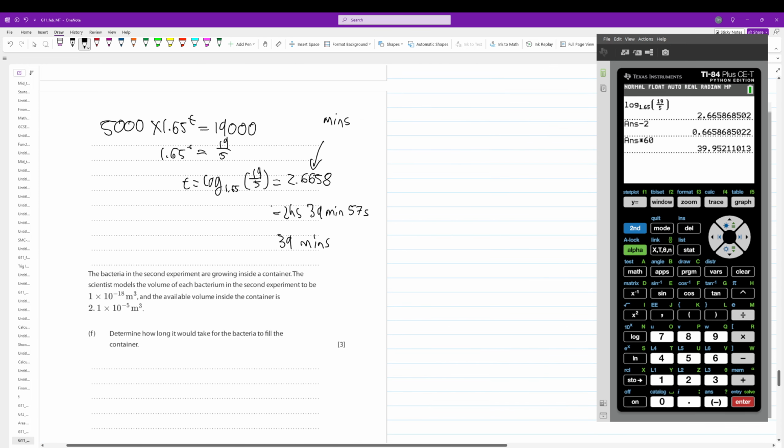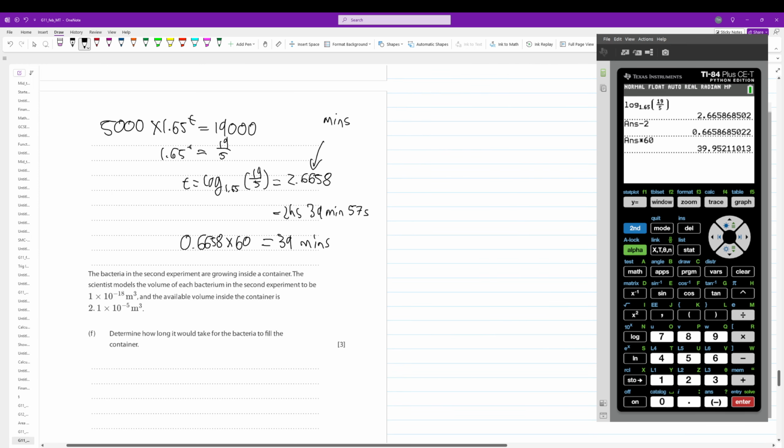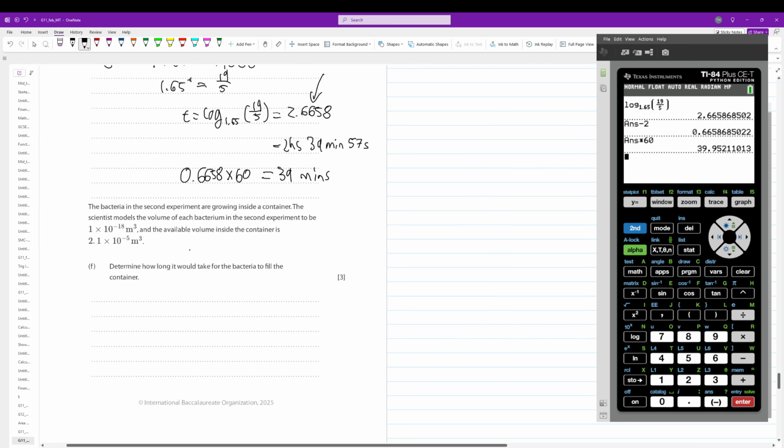Okay. Actually, let's just show how we got to that bit. 0.6658 multiplied by 60. Okay, last bit. The bacteria, it's growing in a container, the volume, the available volume, determine how long it would take to fill the container. Oh, each bacterium in the second container.